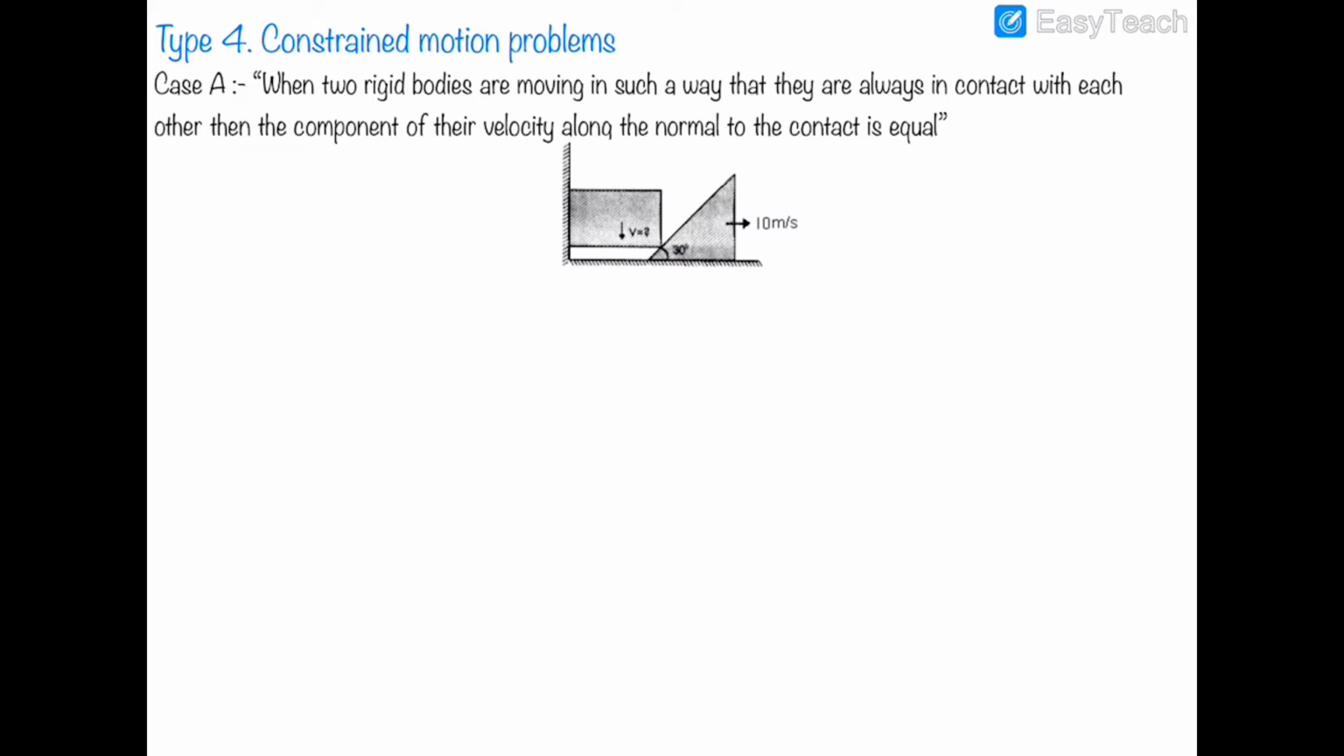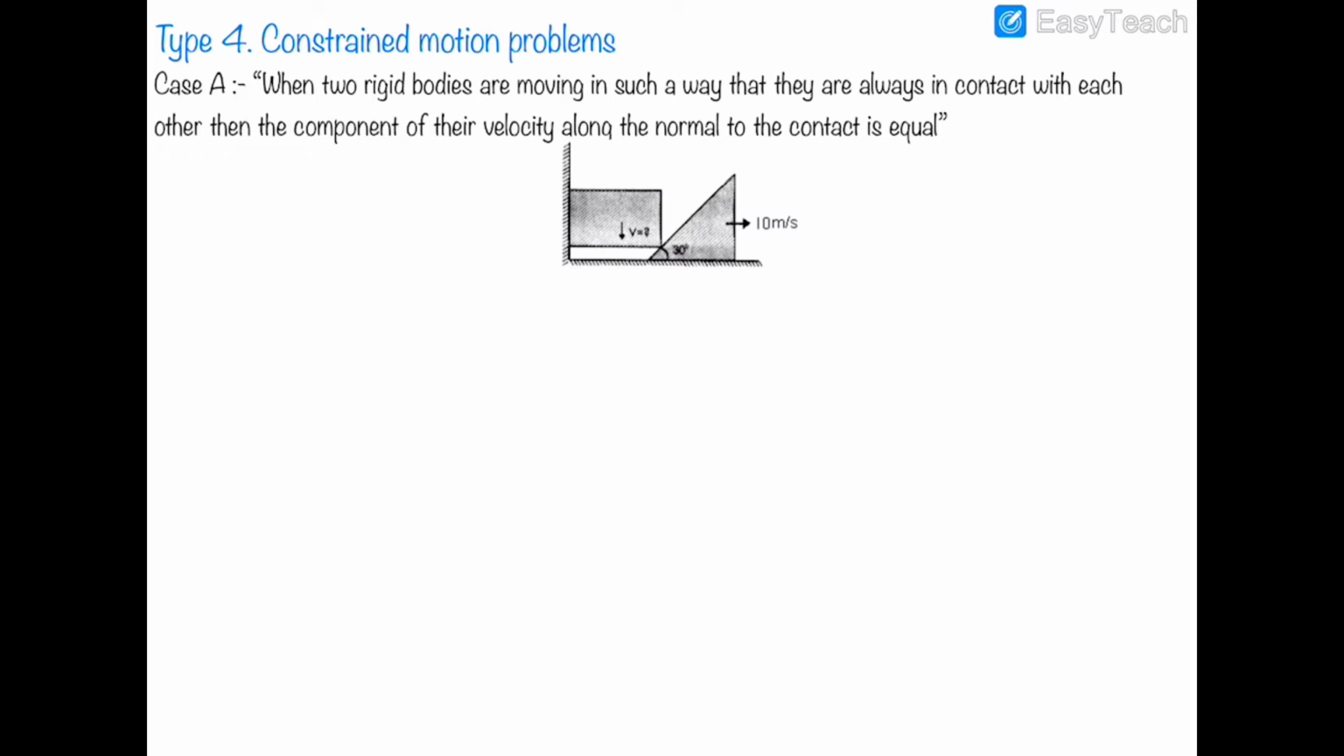method with you. Now in this problem, you can see that there is a rectangular block. This block is attached to the wall from one side, and this edge of the block is attached to the wedge, which is restricted to move on the horizontal floor. So due to the weight of this rectangular block, it will come down, and this wedge will move towards the right-hand side. So the velocity of the wedge is given to us to be 10 meters per second, and we have to find out the velocity of the rectangular block.